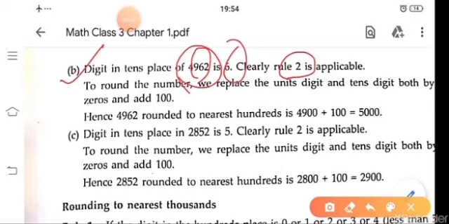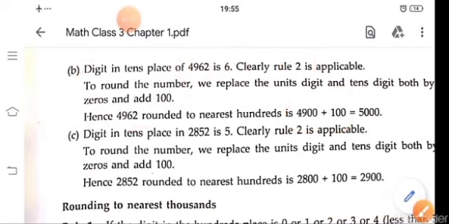So for rounding the number to nearest hundreds, we are going to write 0 at both the places, tens place and ones place. So we'll write 0 in place of 6, we write 0 in place of 2. So the number becomes 4900, and then we add 100 to this number, like this, children.